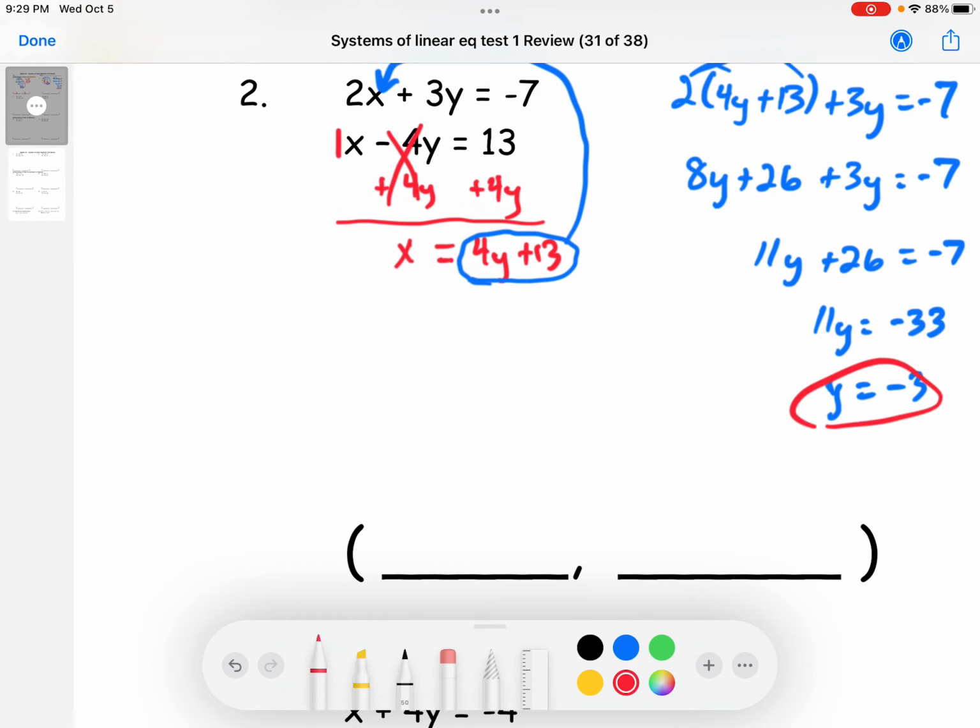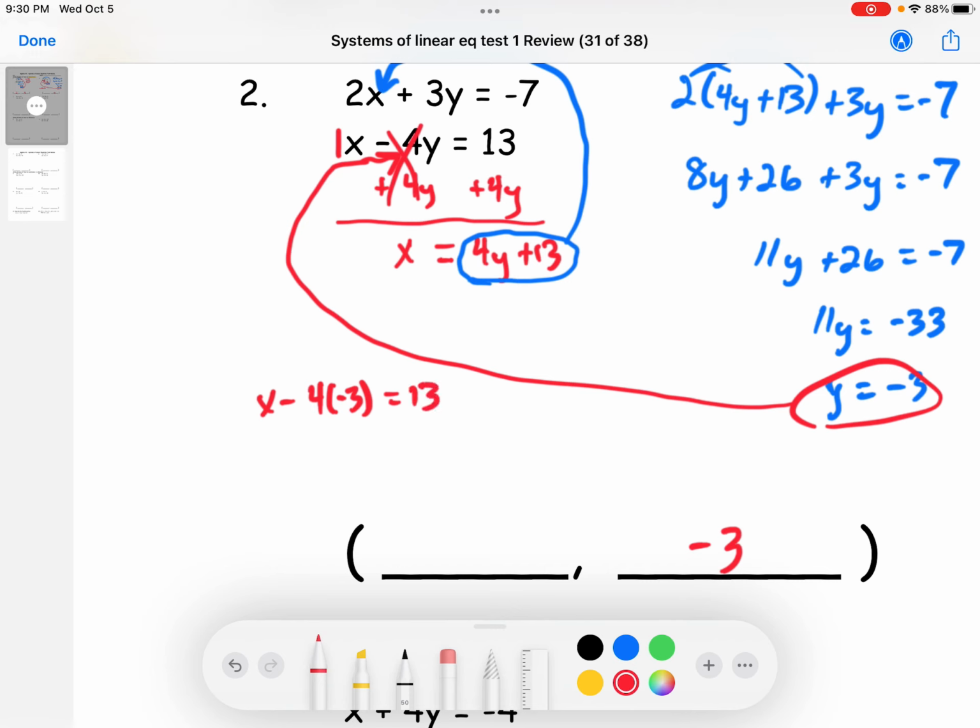And the answer is no, of course it's not, because we don't have a true final answer until we have an x value and a y value both. So what I'm going to do is take that y that we just found and plug it back into our original right over here. Okay, instead of x minus 4 times y, that's going to be x minus 4 times negative 3.